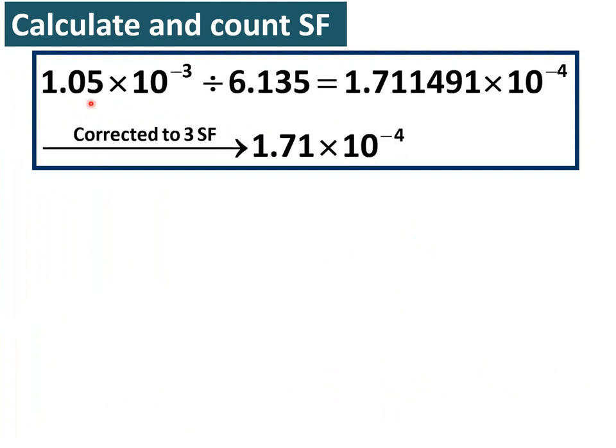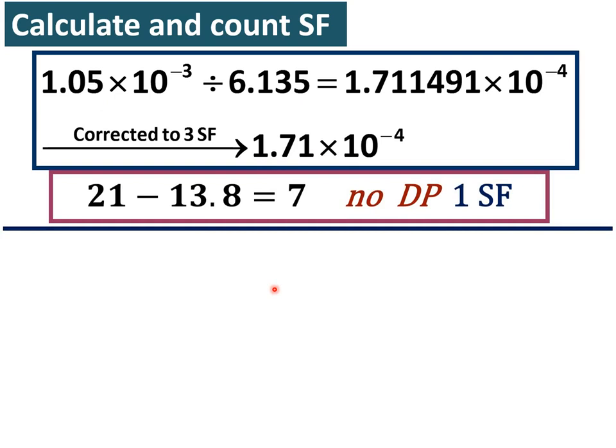Mixed operation: 1.05. How many significant figures here? 3. Divided by this number, how many significant figures? 4. Okay, so this is a result. So it should end at three significant figures like this. Okay, how about this? 21 minus 13.8. How many decimal places here? 0. How many decimal places here? 1. The result should have no decimal places, right?